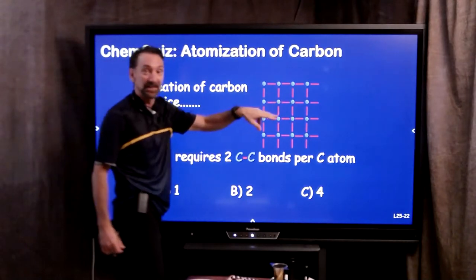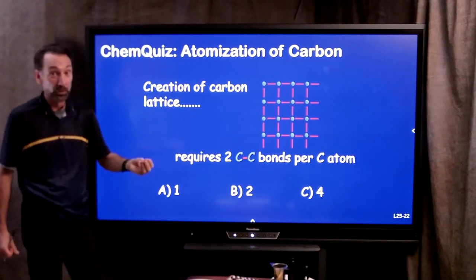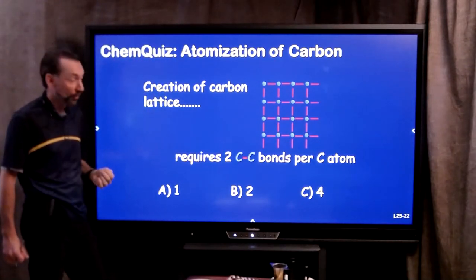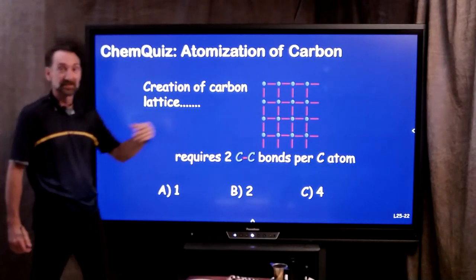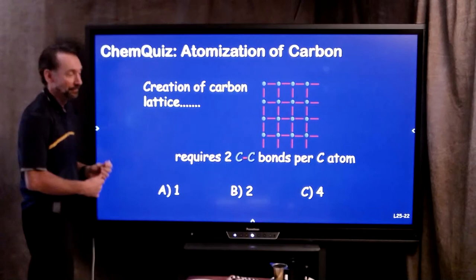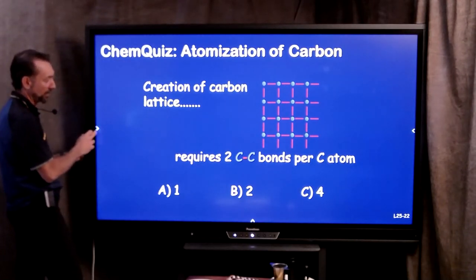Any random carbon has four bonds to it, but by breaking two of them, I'm partially releasing the atoms next to it. Every carbon can be assigned two carbon bonds, not four. So you have to break two carbon-carbon bonds to release carbon atoms. Two moles of carbon-carbon bonds will release two moles of carbon atoms.